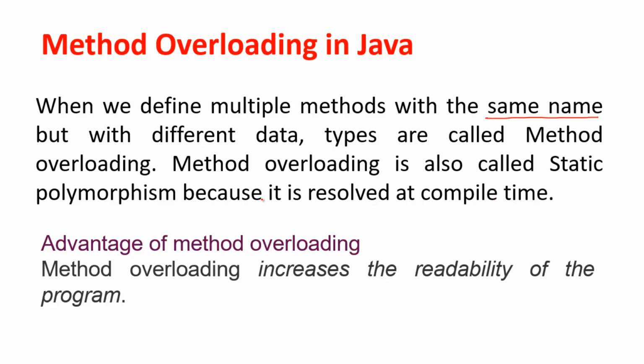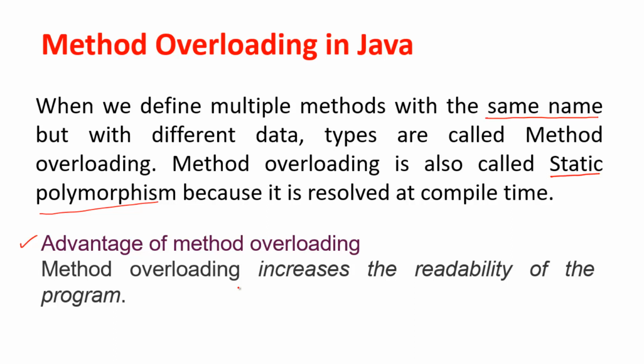Okay, these things can also be asked in the question. So method overloading is a static polymorphism. So why should we do this? Because method overloading increases the readability of the programs. So if two or three methods have the same name but the data type is different, that kind of method is called method overloading.